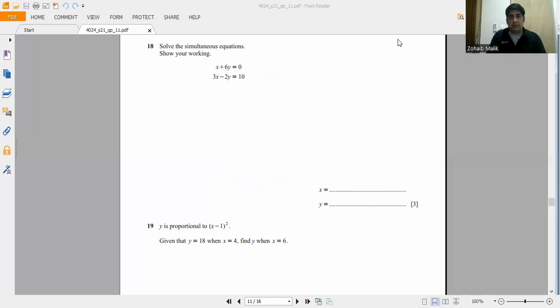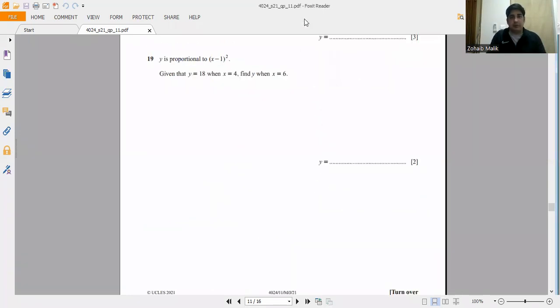Okay, the next question is, y is proportional to x minus 1 whole square. So y is proportional to x minus 1 whole square, which can be equal to k times x minus 1 whole square. Now they're asking, given that y is equal to 18 when x is equal to 4, find y when x is equal to 6. So these two values are given to find k.